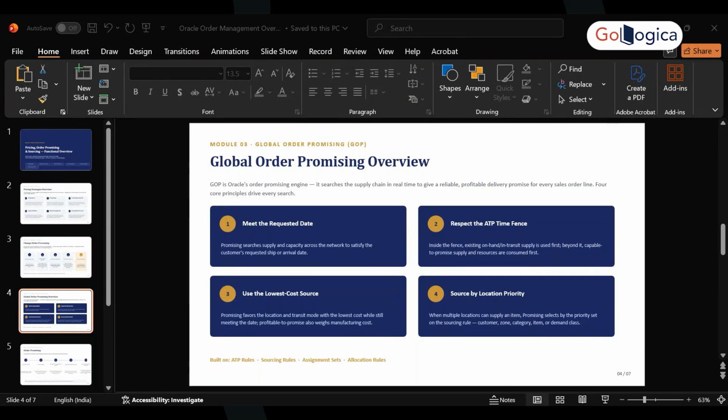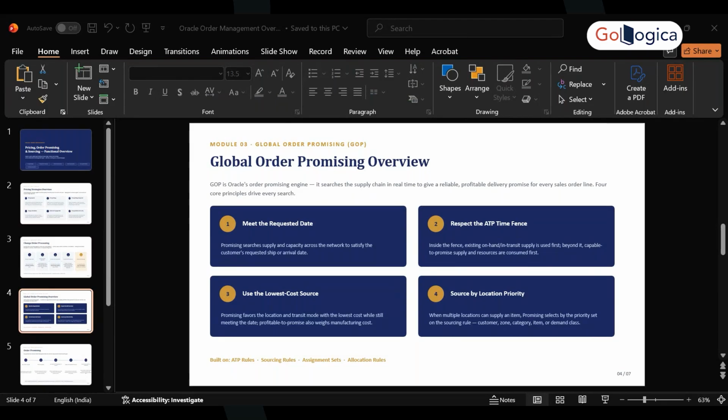The next one is our principle 4: source by location priority. In many organizations, the same item may exist in multiple warehouses. So GOP requires a method for deciding which warehouse should fulfill the order, and this decision is controlled through the sourcing rules. The sourcing rules define the preferred fulfillment location and assign a priority to each and every source. Oracle searches these locations according to the configured priority sequence.